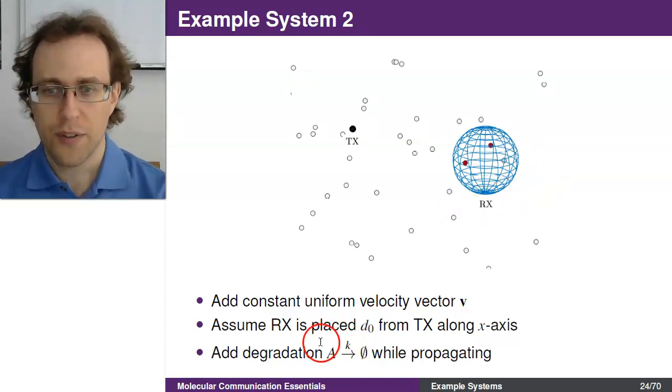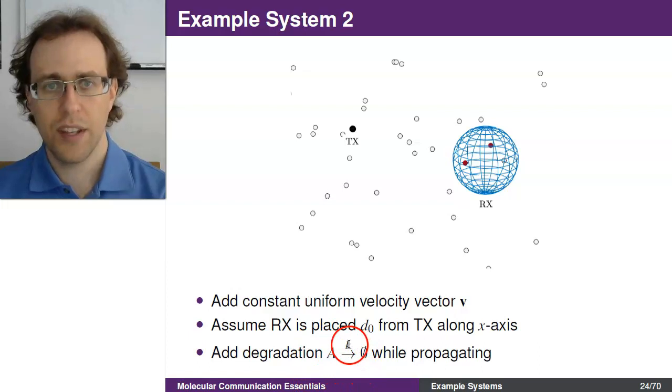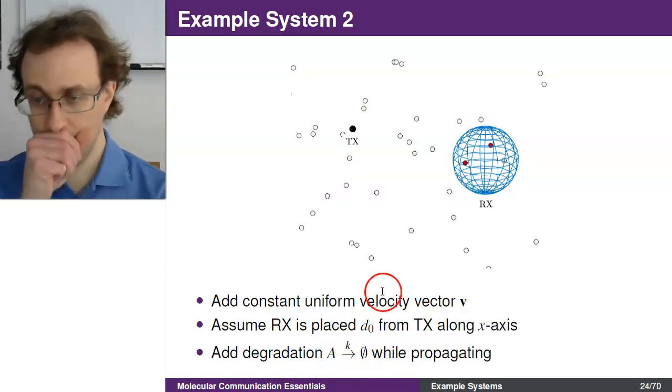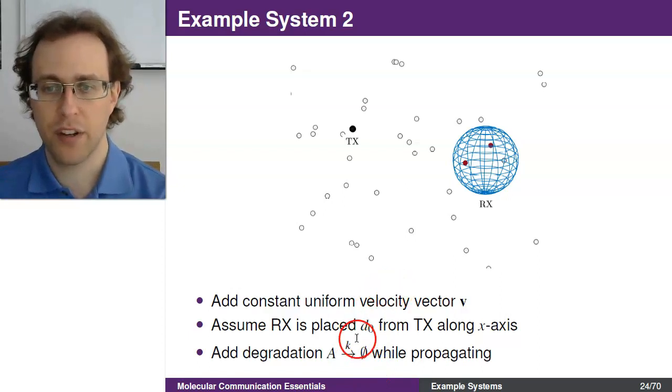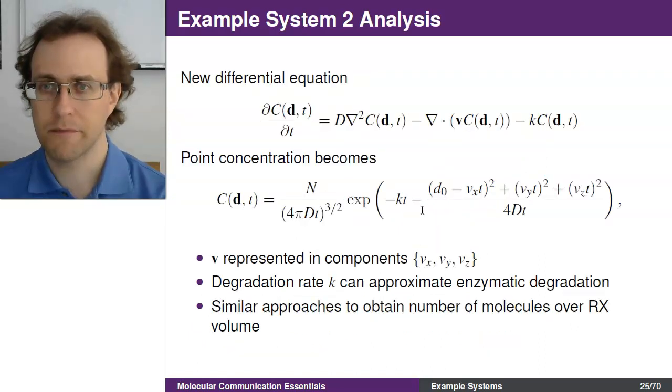We're also going to add first order degradation, so we're going to assume that our molecules, if we label them as A, degrade according to reaction rate K and become an empty set, and that this reaction can occur anywhere where the molecules are propagating, including while they're passing through the receiver. But there are no receiver-specific reactions in this case.